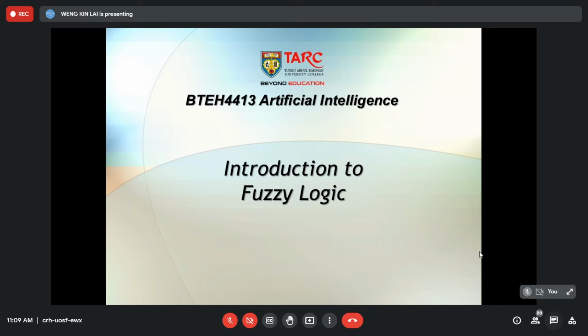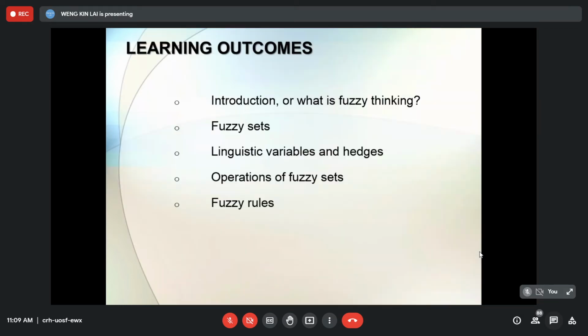Okay, so now we start a new topic, which is Introduction to Fuzzy Logic. You see there are certain similarities between fuzzy logic and what we studied so far in the earlier two topics of expert systems. So what is the learning outcome? What do you hope to learn from this after completing this particular topic? There are 5 main points here.